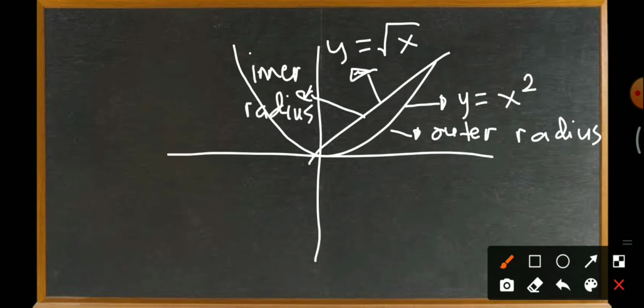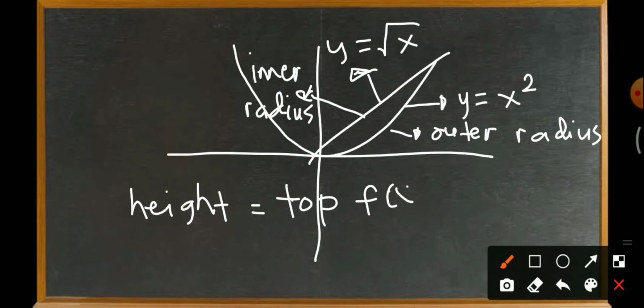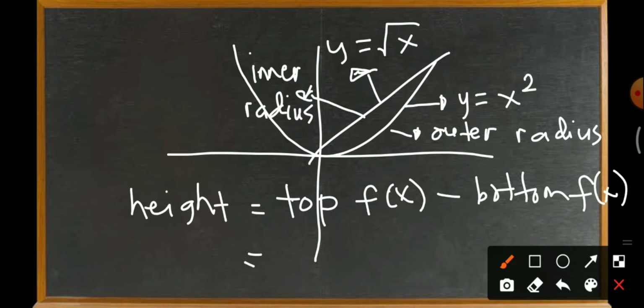While in the shell method, the height will be the top function minus the bottom function. So the height will be square root of x minus x squared. Let's do the washer method first.